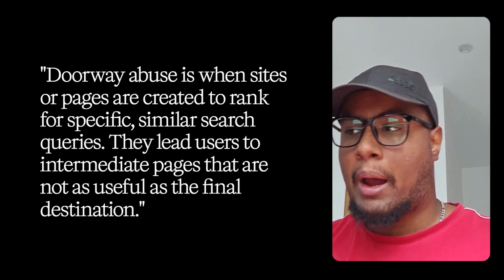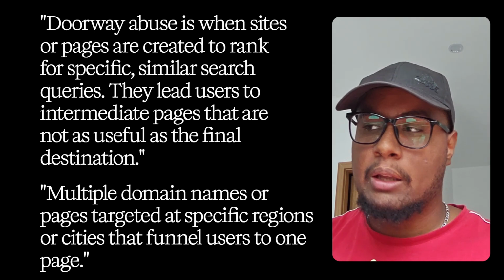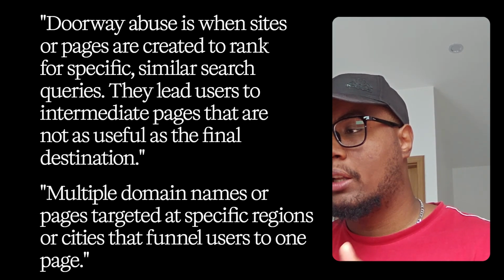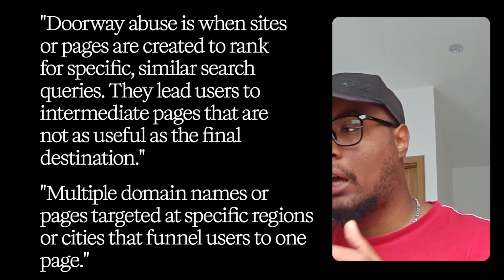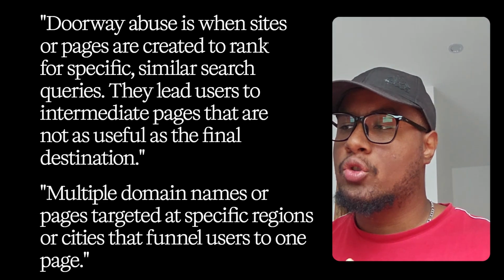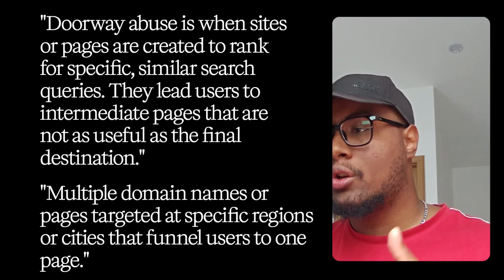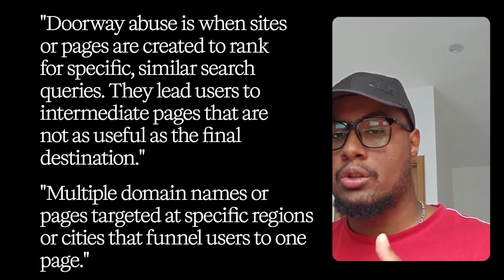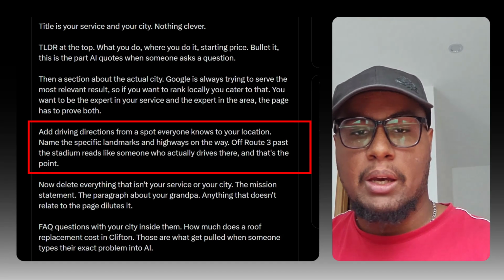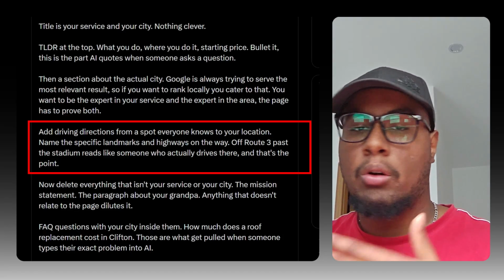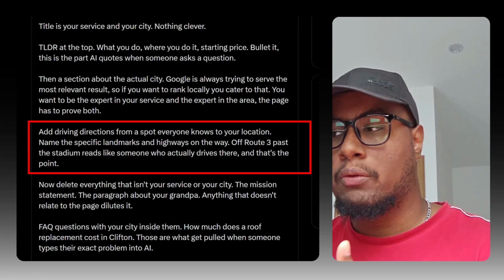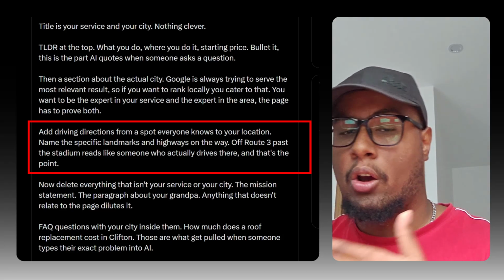Two, it's the doorway pattern. Doorway abuse is when sites or pages are created to rank for specific similar search queries. They lead users to intermediate pages that are not as useful as the final destination, and multiple domain names or pages target specific regions or cities that funnel users to one page. The directions block is the classic template. Same page, swap the highway and the landmark, publish 40 of them. That's the mechanism Google describes almost word for word in their spam policy, not my opinion.